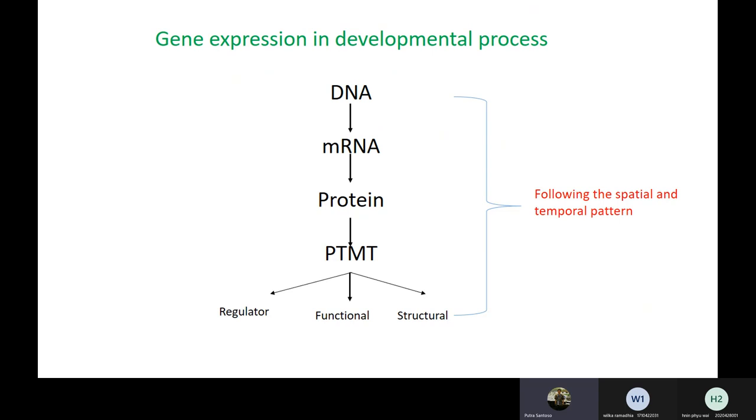And related to the developmental process, the genes play a pivotal role. Of course there are interactions between the genes and environmental factors, but still the genes play the pivotal role here. The DNA, the partial gene encoding the partial protein in the embryo, will be transcribed to mRNA, and then mRNA will be translated to protein, and then after translation the protein will be modified. So there will be post-translational modifications, that is PTM. There are many modifications for the protein to become a functional, regulatory or structural protein.